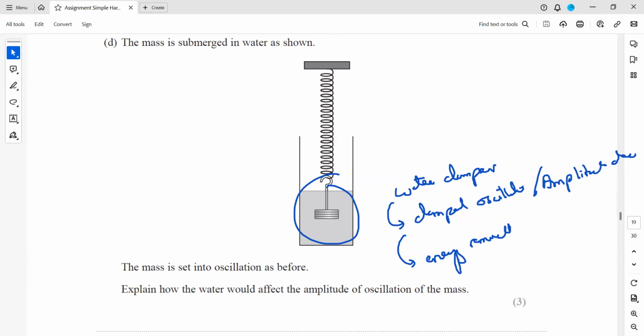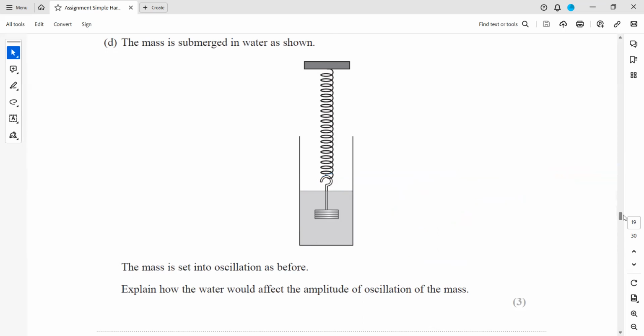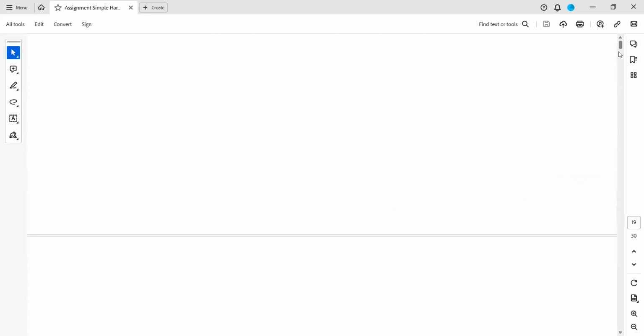Is it clear? So these are some questions from simple harmonic motion, the exercise.